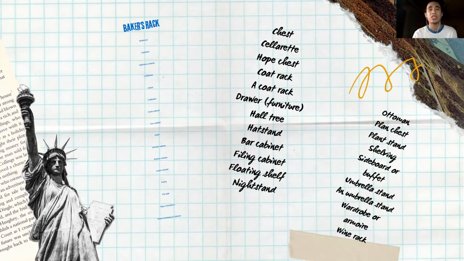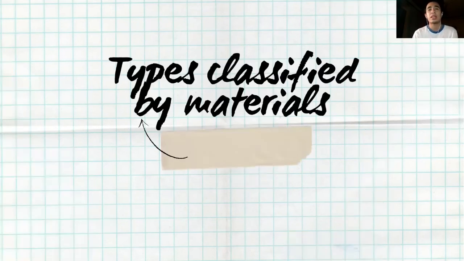Let's see what your tier list would look like. So let's move on. Types classified by material. This is the type of furnishing by its materials. You can see the plant. So let's move on.